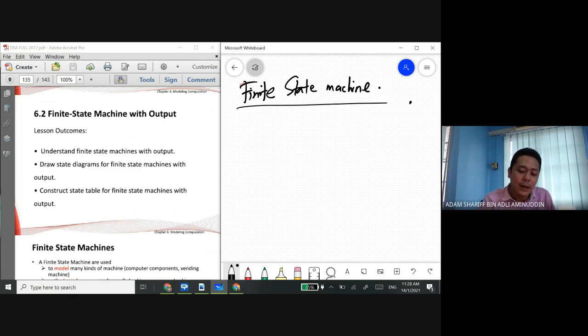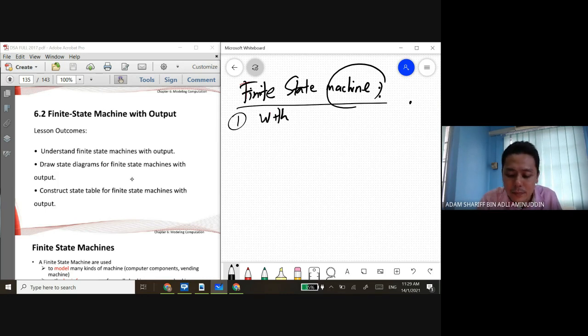Okay. A finite state machine is a machine. Imagine, you have read about the Turing machine, you sometimes hear about the Turing machine. A computer is a machine and a machine must operate based on some input and some output. Okay, so there are two major basic types of finite state machine. The first one is with output. The second one without output.